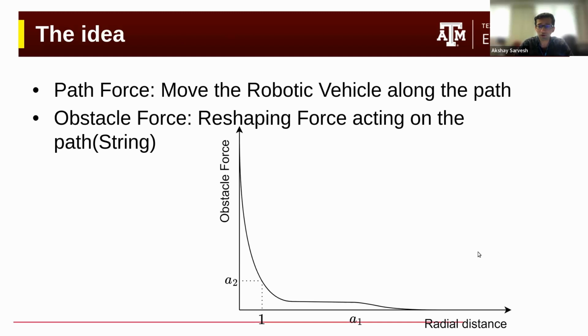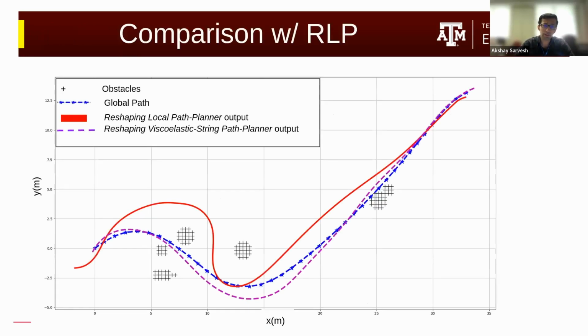And this is how the obstacle force looks. It is initially quite high, and then it starts decreasing radially as the distance increases. And after reaching a point, we have a thresholding filter where the force coming from the obstacle wouldn't even matter anymore. We again want to compare this with the reshaping local path planner.